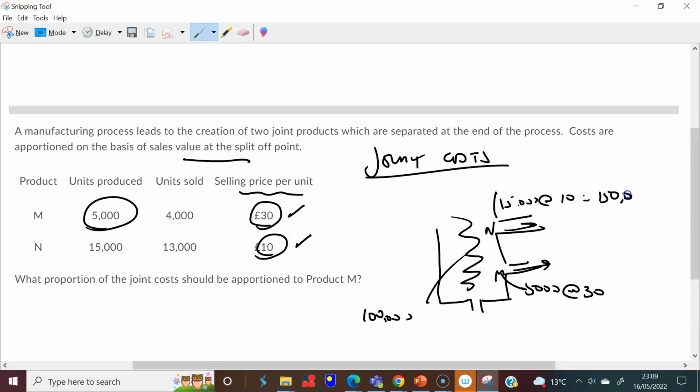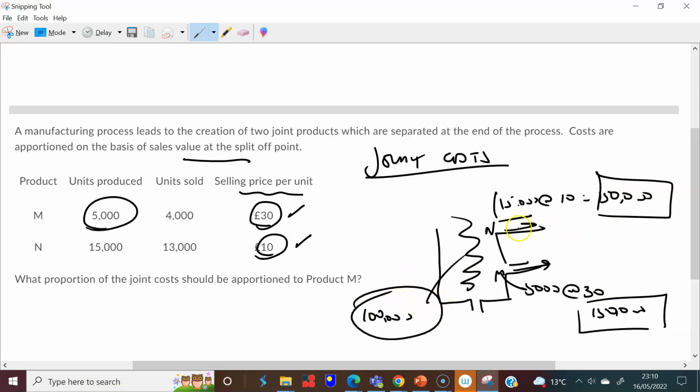So here you have £150,000, and here you have £150,000. So in terms of value, you have 150 here, and you have 150 here. So in effect, you have literally the same value. They're valued at the same thing, which means that we will split this cost equally between M and N. So that's a 50% split for M, and a 50% split for N based on that split-off point. Cool, great stuff, and that's this question.